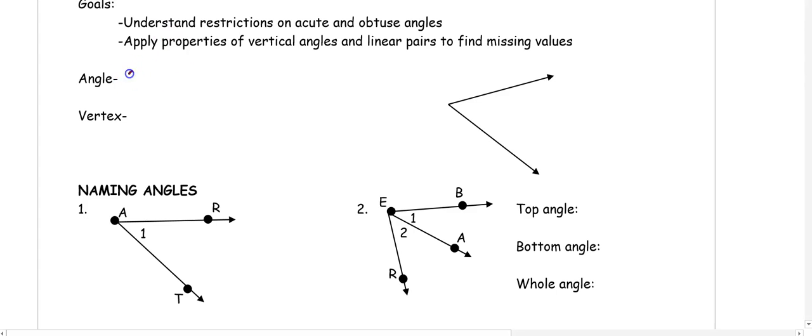So remember, an angle is formed by two rays with a common endpoint. So we have one ray right here, and we have another ray going somewhere else, and our common endpoint is this vertex. So our vertex is the common endpoint of the rays.